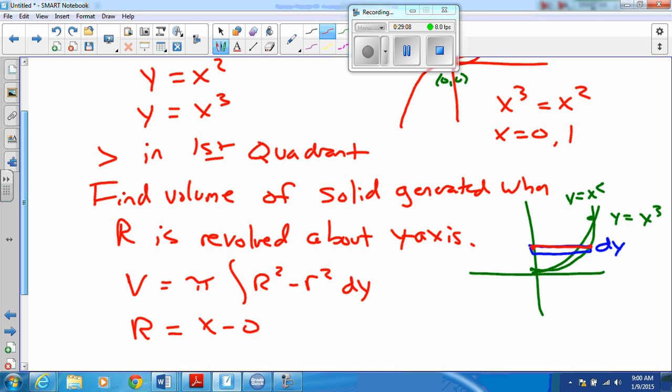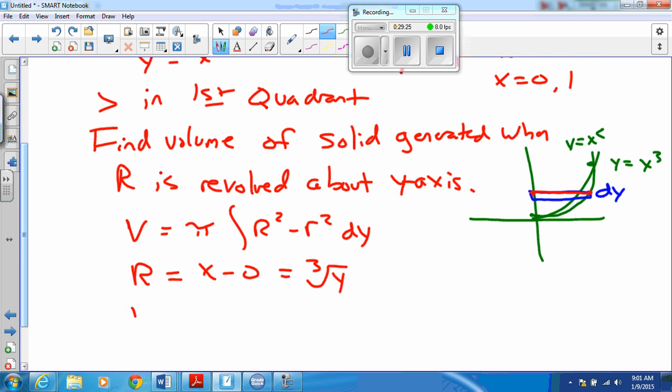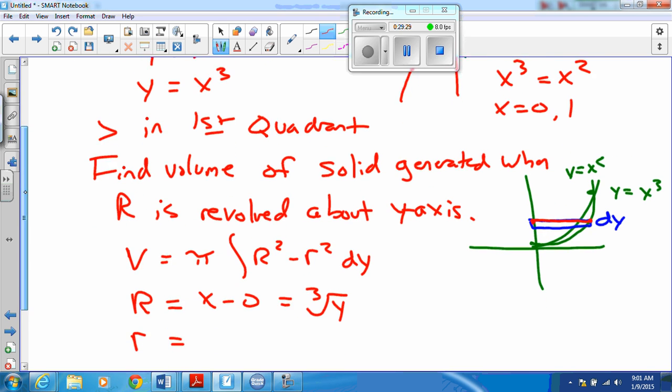But the only problem with that is that the x is not the right variable. So I go back to the outside curve, and the outside curve is y equals x cubed. And I say, what is x? It is the cube root of y. I like the one where it gives you x equals whatever y. It's just really convenient. I like those too, because then you just plug it in.